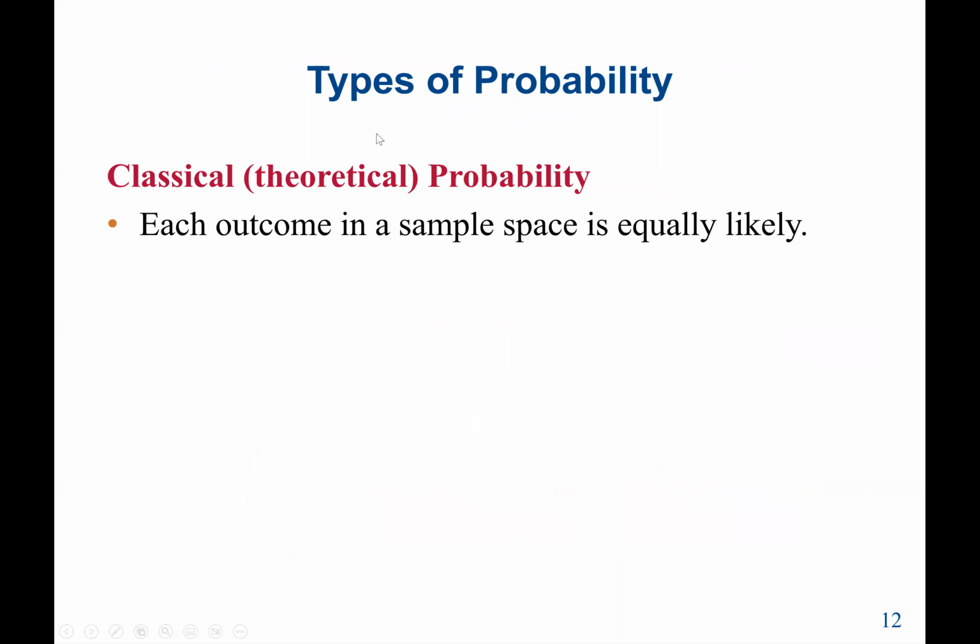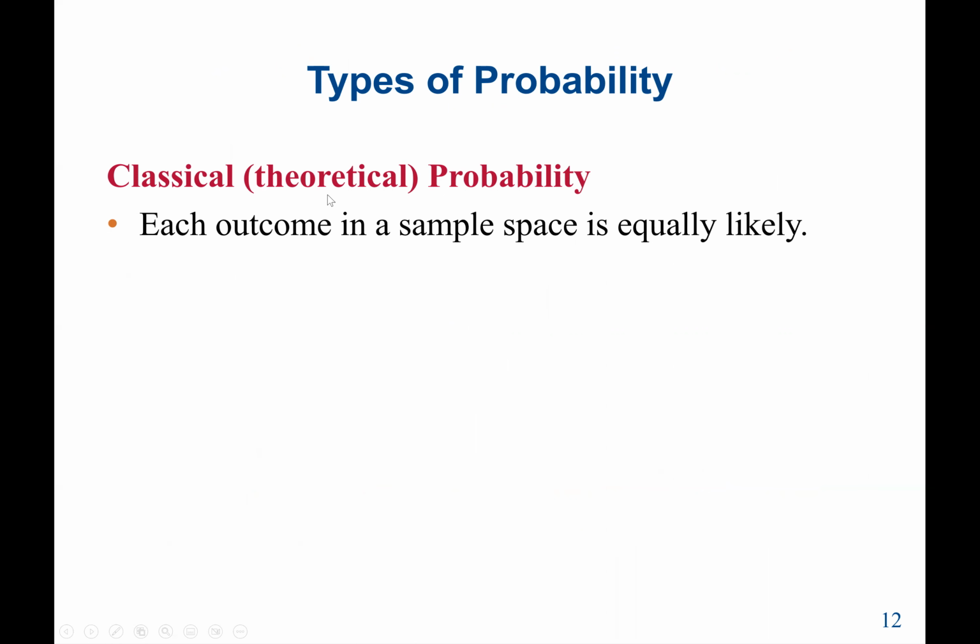Now let's go to the different types of probabilities. As we said earlier, we have 3 different types of probabilities. We start with the classical probability, which is more common. And also we have the empirical probability, and also we have the subjective probability.